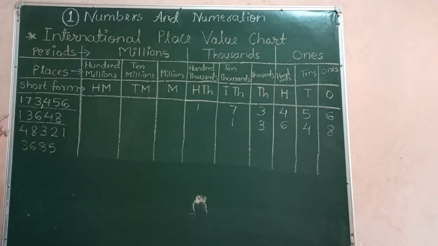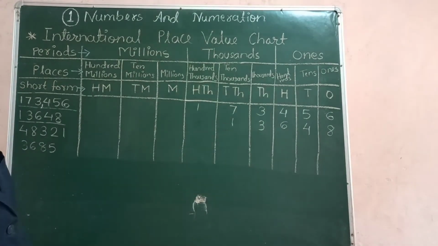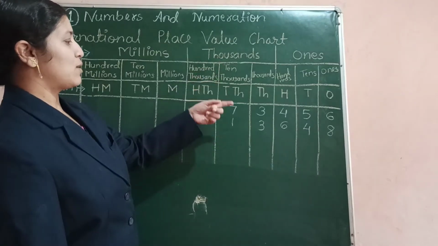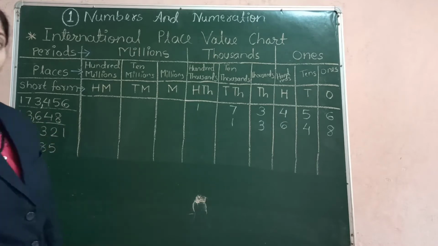This is a 5-digit number: 1, 2, 3, 4, 5. Now we will separate it on the basis of the periods. The first 3 digits are in the ones period, so we will put a comma. And these 2 digits, 3 and 1, are in the thousands period. Now let's see how to read it. We will read it as 13 thousand. Only 13 is there. If any number was there before this, we could have read it with that. Here we only have 13. So 13,648. How will we read it?